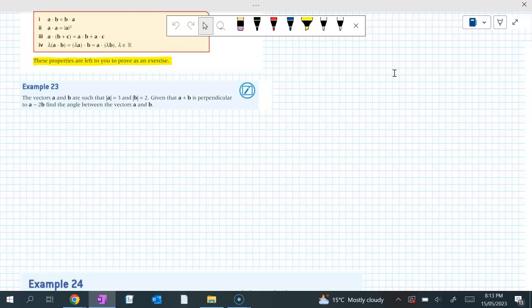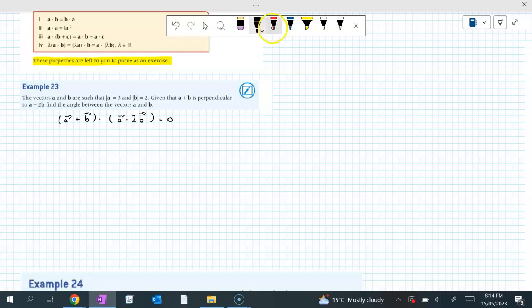So if I go a plus b dotted with a take 2b, then that must equal 0 because these two are perpendicular. Now if I look above, it's not explicitly stated there because we've got two brackets, but the idea of FOIL can be used here.